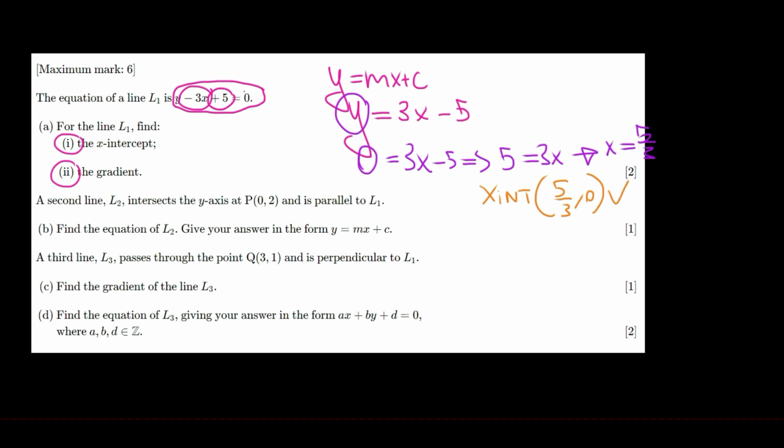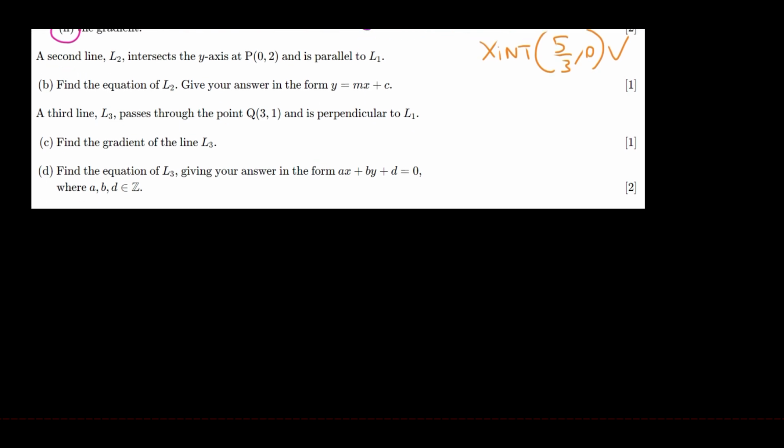Then let's find the gradient. Well, this helps because as I wrote this equation, I can find the gradient directly. The gradient is the number next to x, so I can just say the gradient m equals 3, and that's gonna be it.